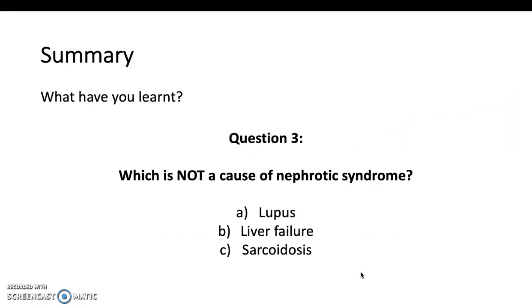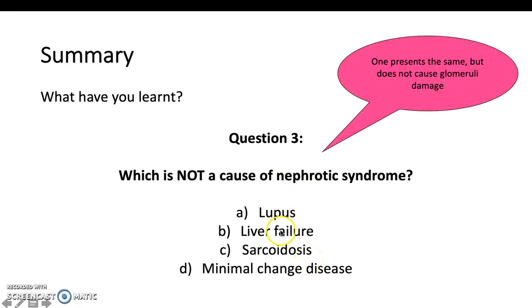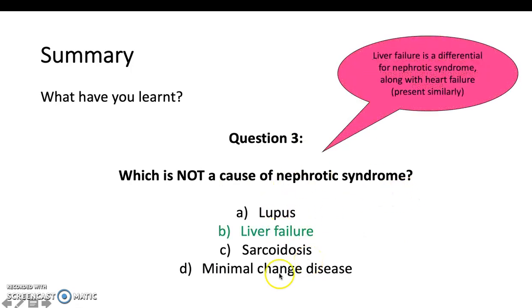And final question, what is not a cause of nephrotic syndrome? So as discussed, liver failure presents similarly, and you want to try and rule out because it's quite a strong differential. And these ones cause nephrotic syndrome. So minimal change disease if it's a child presenting with nephrotic syndrome, and then sarcoidosis and lupus, you want to look for symptoms of that to rule those out.